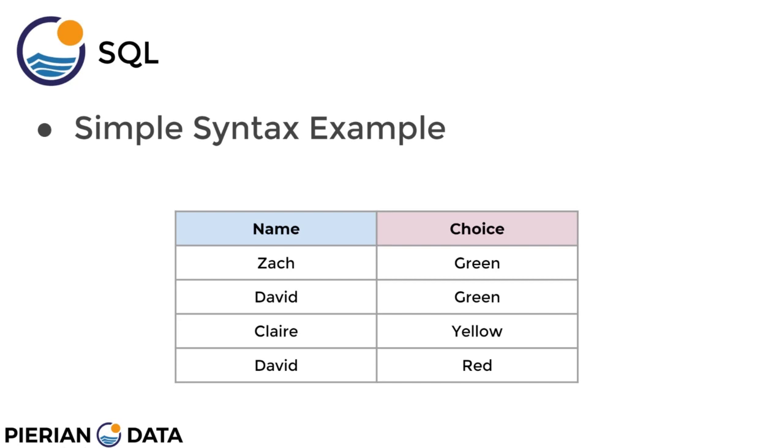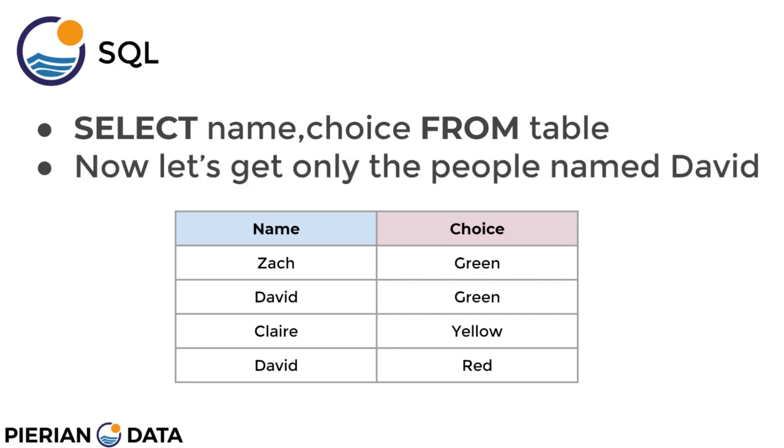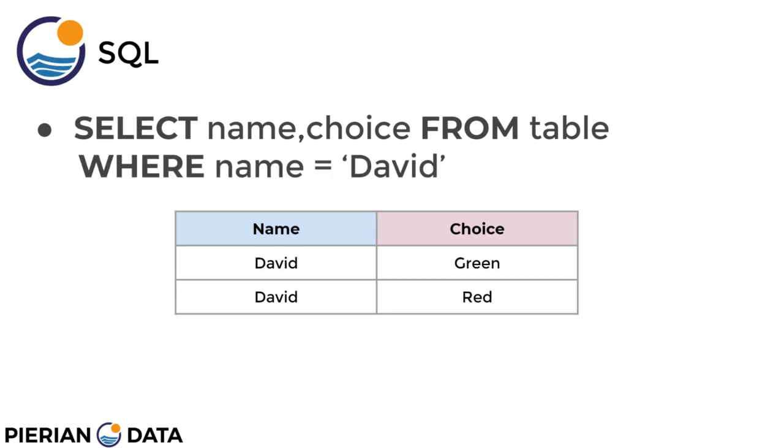So let's actually walk through the very basic syntax of what this would look like. And we'll do this with the example table we saw before, where we have some names and some color choices. So in order to get back both columns from the table, we could just say something like select the name, choice columns from table. So now let's try to get only the people named David. There's a condition there where I want the name column to be equal to the string David. So the way I do this is I say select the name column and the choice column from table where name is equal to David.